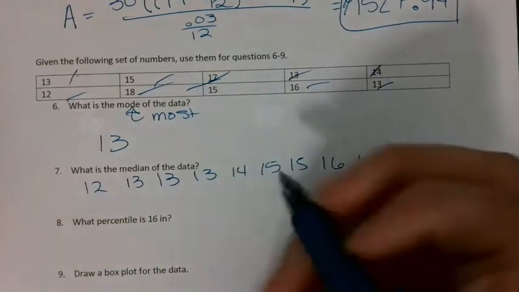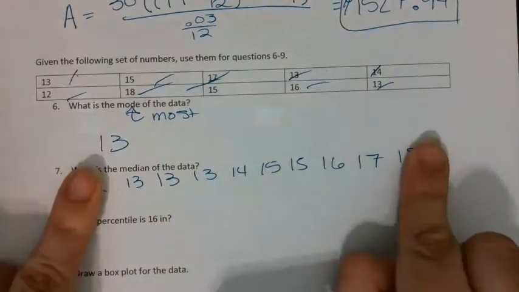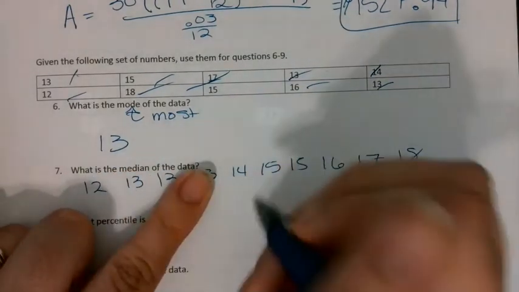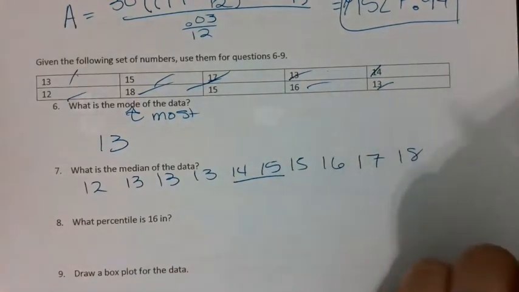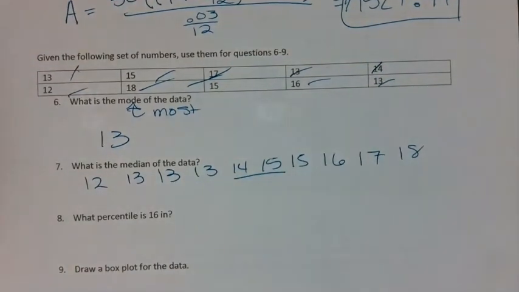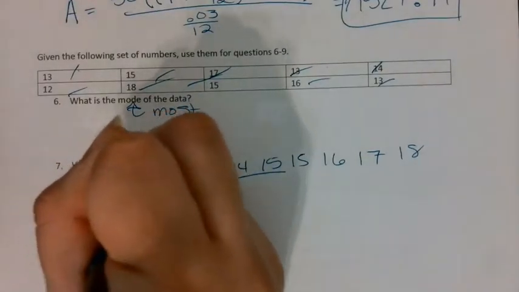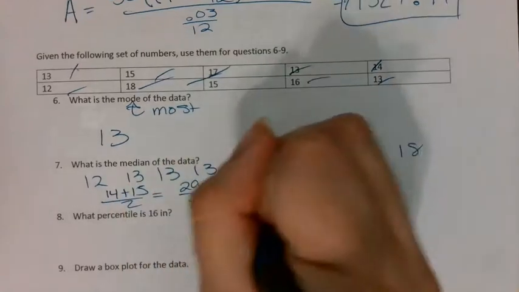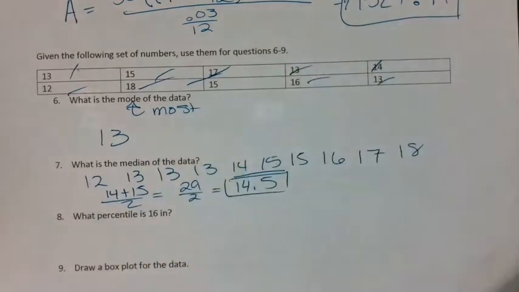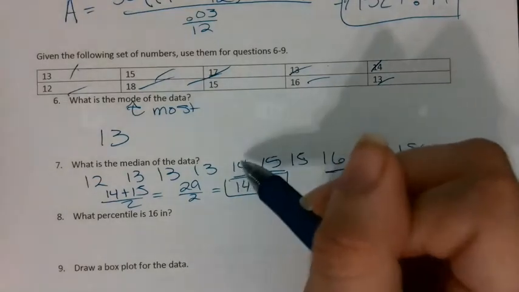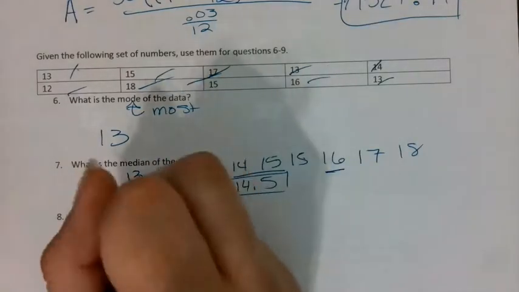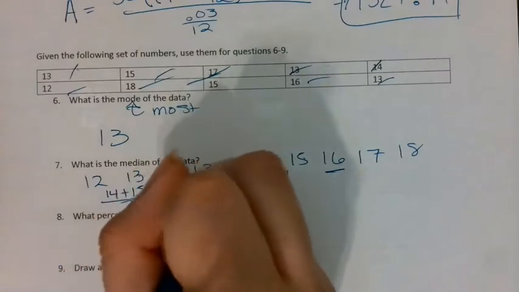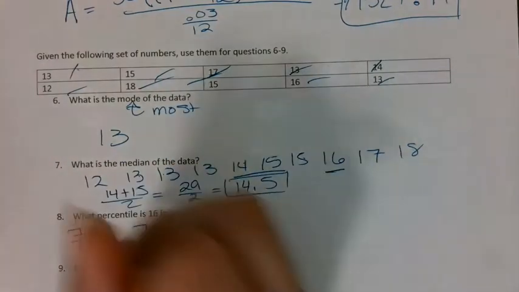Okay. Median is the middle, so it's in between 14 and 15. I add them together and divide by 2 when I have two numbers in between. So I'm going to do 14 plus 15 divided by 2. Gives me 29 divided by 2, which is 14.5. What percentile is 16 in? So 16 is right here. I count how many numbers are below that. 1, 2, 3, 4, 5, 6, 7. It's in the 70th because there were 7 out of 10 numbers below it.